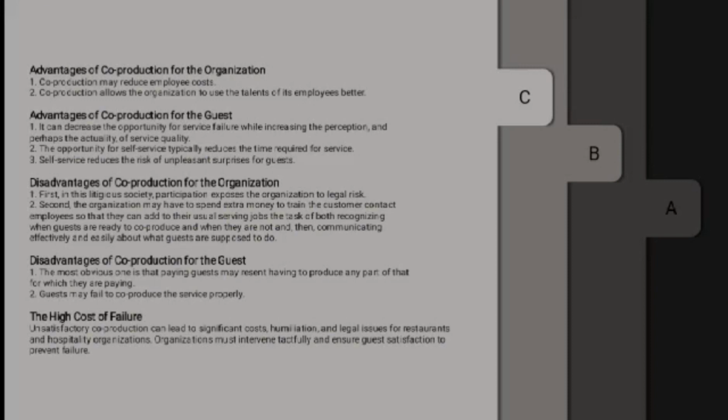The two disadvantages of co-production for the guests. First, the most obvious one is that paying guests may resent having to produce any part of that for which they are paying. Two, guests may fail to produce the service properly.